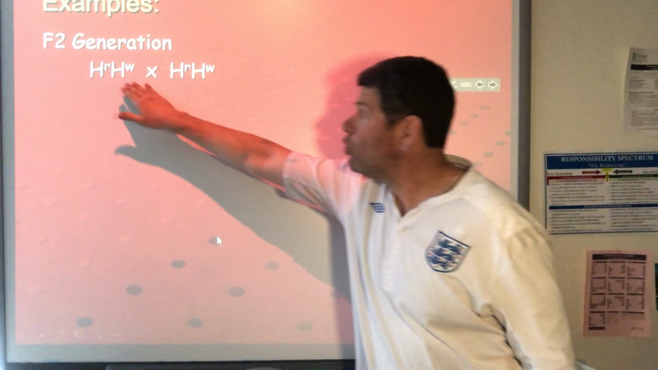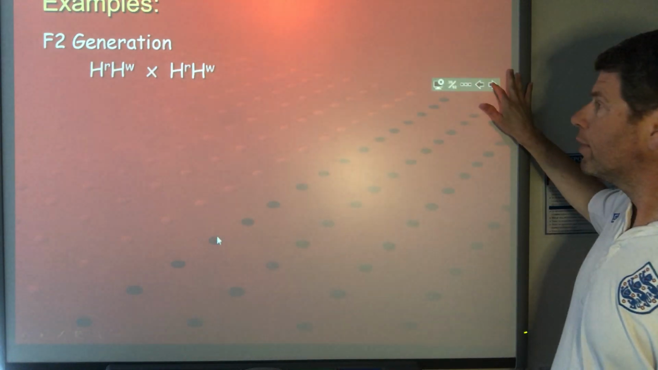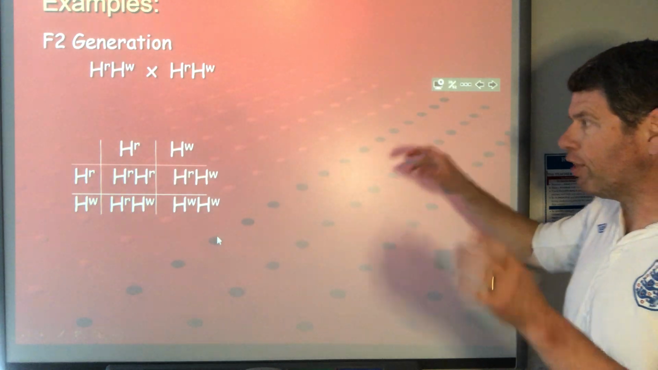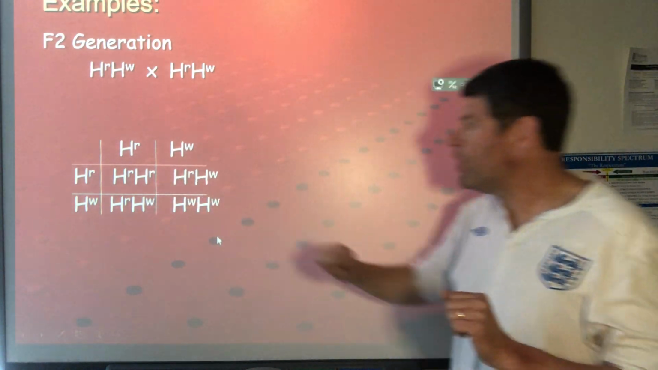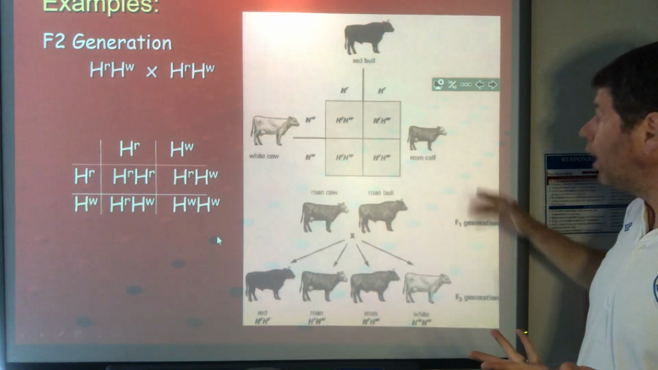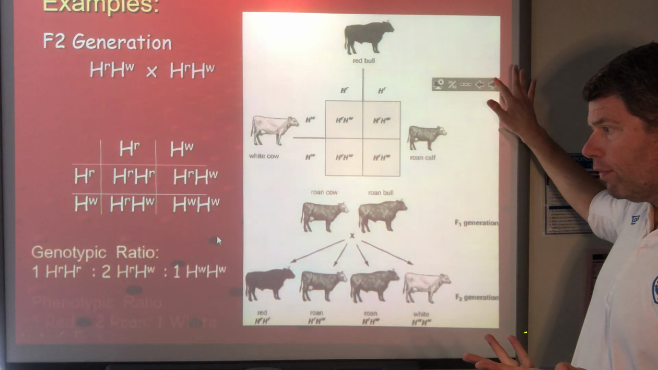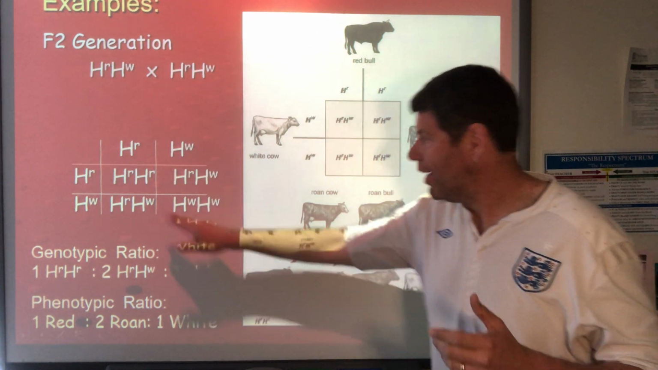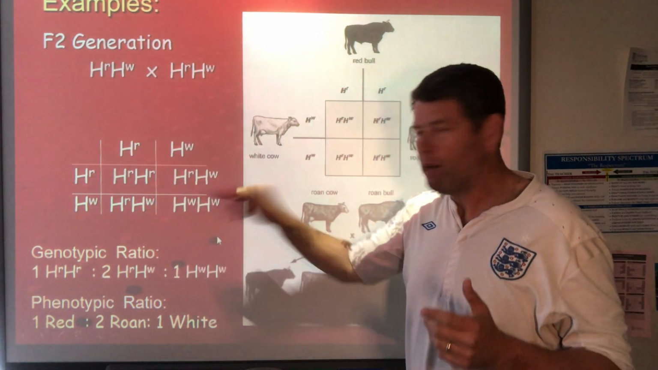So we're going to take 2 roan cows, set up the Punnett square, split those alleles for the gametes, combine for the offspring, and again we see a typical ratio of 1 red, 2 roan, and 1 white.